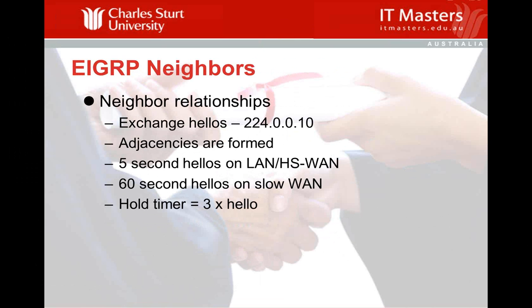So neighbor relationships: they form neighbor relationships, which are called adjacencies, with other routers only in the same autonomous system, and they do this by the exchange of hello packets. It's only after an adjacency is formed that they can share routing information. Until they form that adjacency, they can't share any information. In EIGRP, hellos are sent on the multicast address 224.0.0.10. By default, on LAN, so broadcast, or high-speed WAN interfaces, EIGRP hellos are sent every 5 seconds. On slower links, they are sent every 60 seconds. And you can change that on a per-interface basis if you want to.